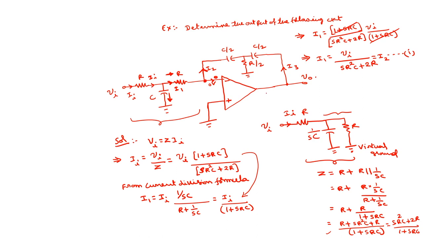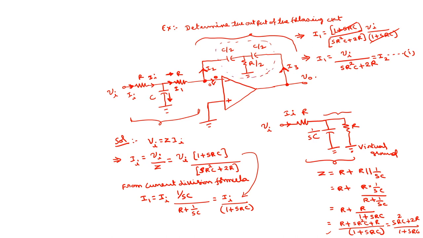Then I will consider the circuitry at the output side, from here to this virtual ground. So what will be this I3 now? Similar to II, where we considered the input side from here to ground, now I consider from here to the output side. V0 is the voltage, and this I3 we have to find out. So we have to find V0 in terms of I3 by computing the impedance of this entire feedback path. What is the impedance of this path?